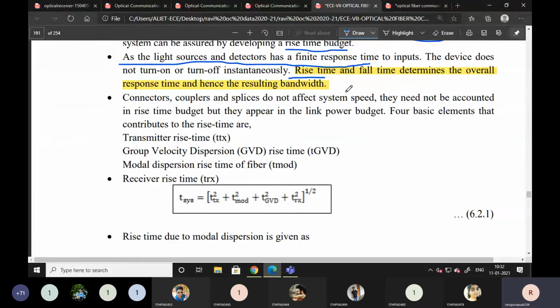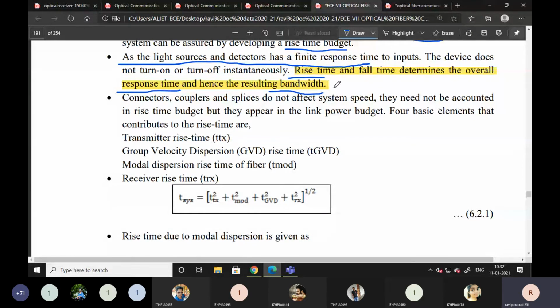Here, rise time and fall time determine the overall response time and then the bandwidth. Response time and bandwidth both will be calculated from the rise time budget: the bandwidth and the response time TR. These two we are going to analyze from the rise time budget. Okay, are all following or not? PNP diode: already we have done an experiment on this PNP diode. Is it clear? Silicon control.